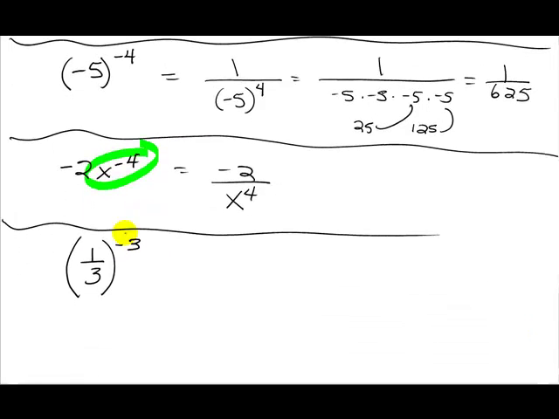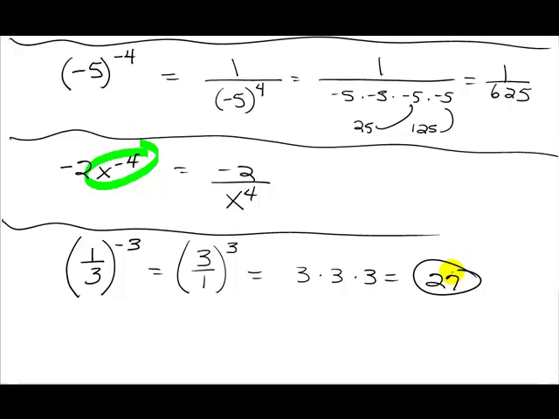If you have a negative exponent with a fraction, just flip the fraction, make the exponent positive. 3 over 1 is just going to be 3, and we're going to do it 3 times to get 27 as our answer.